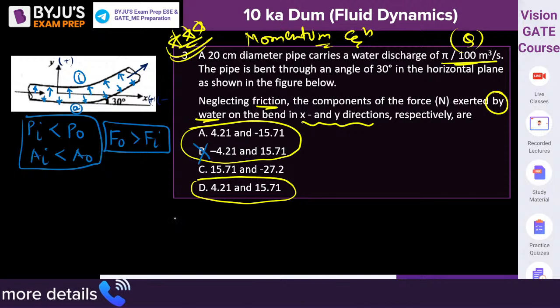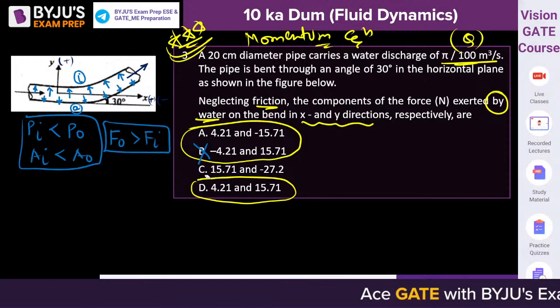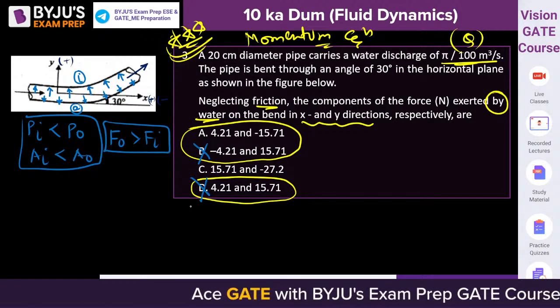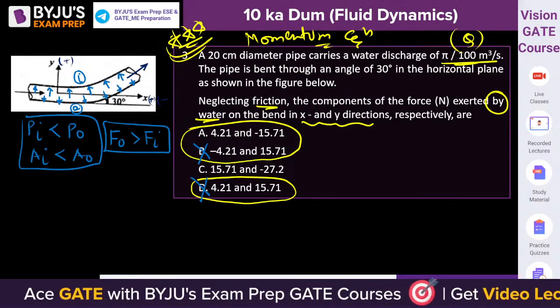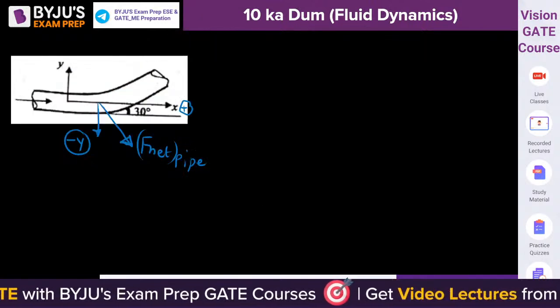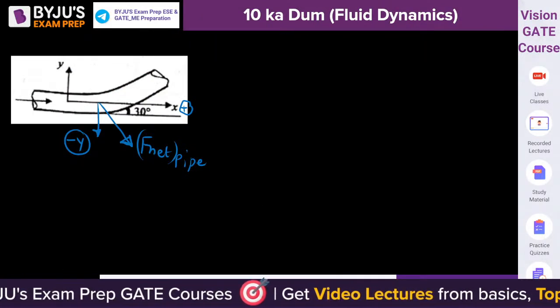B cannot be correct because it has negative x and positive y. C can be true, with positive x and negative y. D cannot be true. So B and D cannot be true. It can be either A or C. Now write the momentum equation to find out the value.